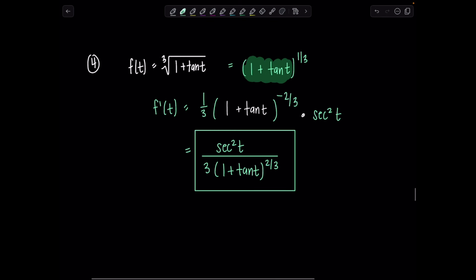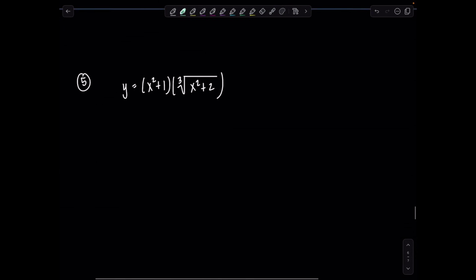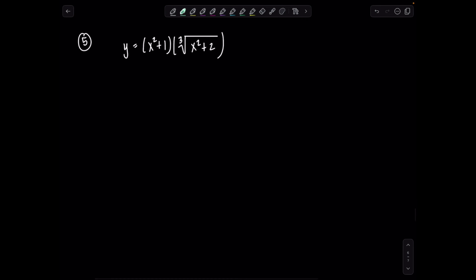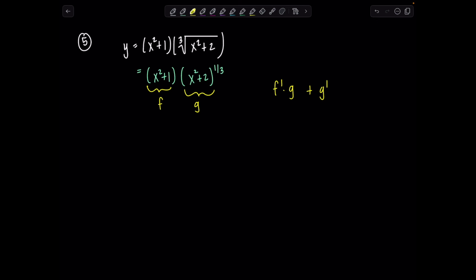Here we've got a little bit of a spicier one. I think it's time, you guys can handle it. So y equals x squared plus 1 times the cube root of x squared plus 2. Let's rewrite it with rational exponents. So this is x squared plus 1 and then x squared plus 2 to the 1/3. We do need to use the product rule, right? So you could think of this as f and this as g. So you'll have f prime times g plus g prime times f, or whatever order, as long as they take turns taking the derivative, okay?